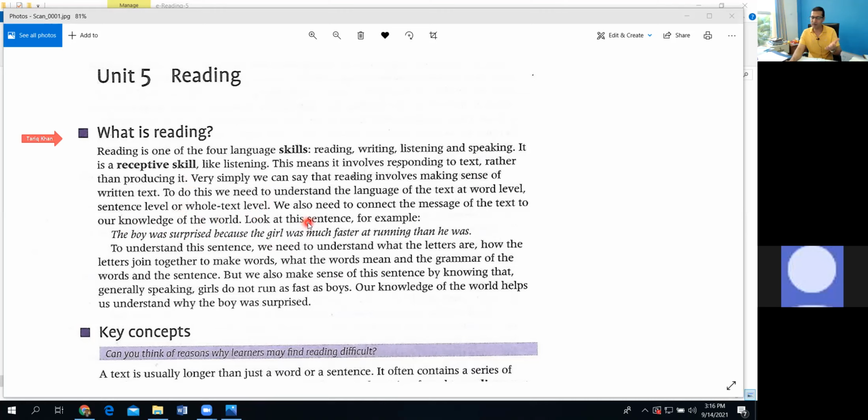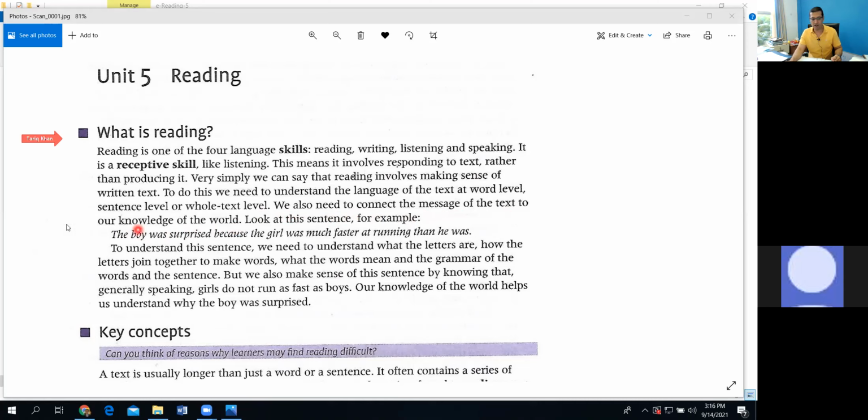Something is written, then we read it. And we understand it at the word level, we understand it at the sentence level, and as a whole text level. Sometimes you may be confused by a word, but when you read the whole, then it is clear to you what it means. We also need to connect the message of the text to our knowledge of the world.